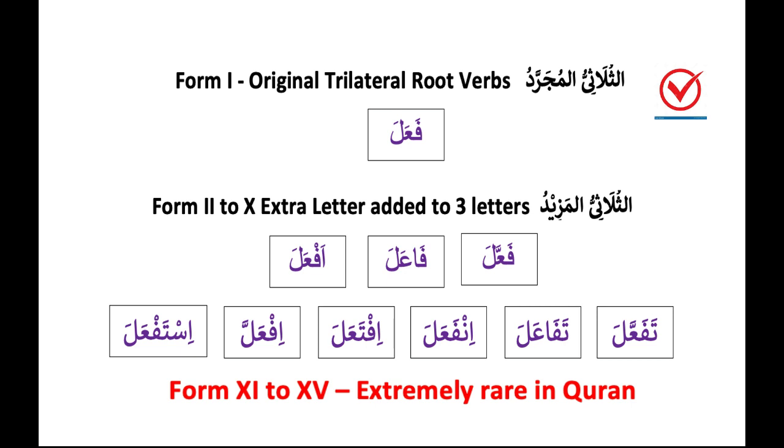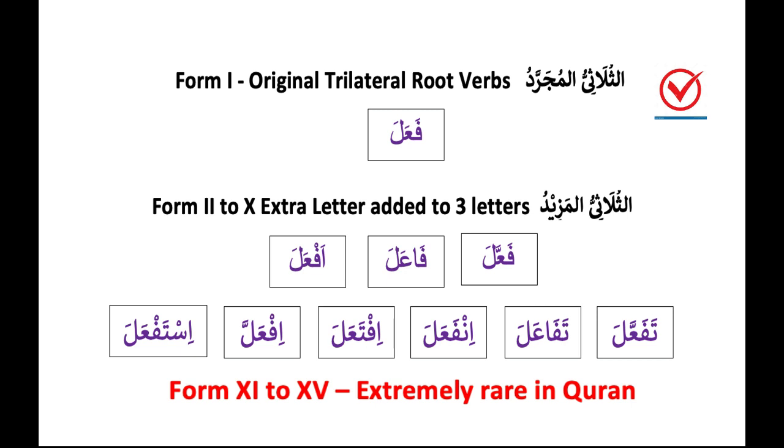Next verb is faa'ala, and you can see alif is added with fa kalima. Fa'ala has become faa'ala. Alif is added. So this is also now a 4-letter verb. The next example is af'ala. Fa has taken a sukun and an alif is added before fa, making it 4-letter called af'ala.